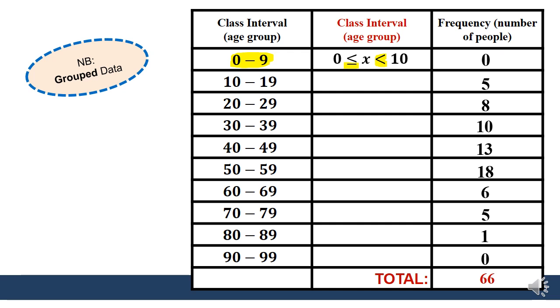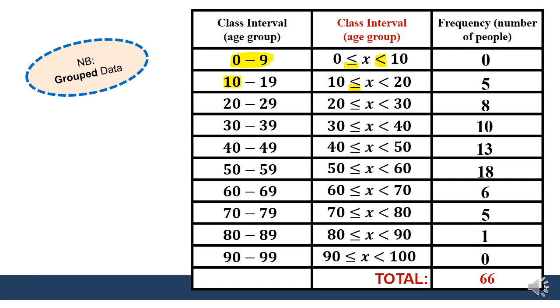Look at the next grouping. We said that the next grouping includes 10. So that means that 10 can be equal to the value in this row. So this is just another way of showing the interval, and it's just a little bit more mathematical. The book uses it, and I want you to be familiar with it. Here are all the rest in that same format. So let's draw our histogram.